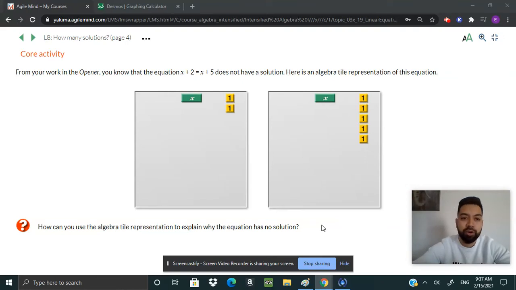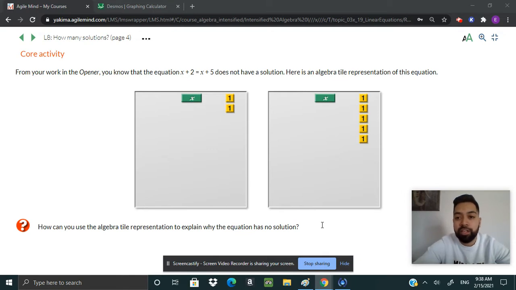Okay, second part of the core activity. In this one, we're going to go back to the equation that you saw in the opener, which was x + 2 = x + 5. And as you thought about this, you probably realized that there was no x value that could make this work out. So you probably realized that there was no solution. It was impossible to find something like this.